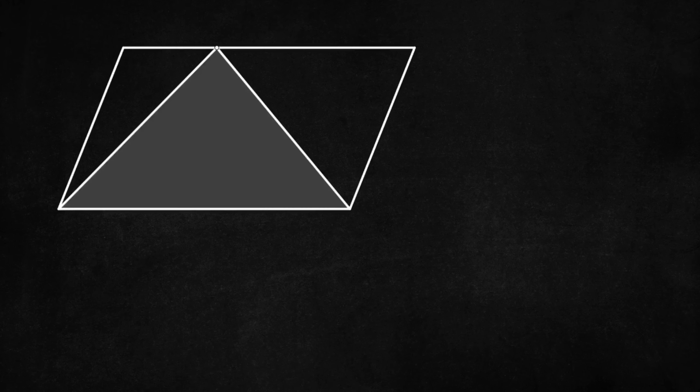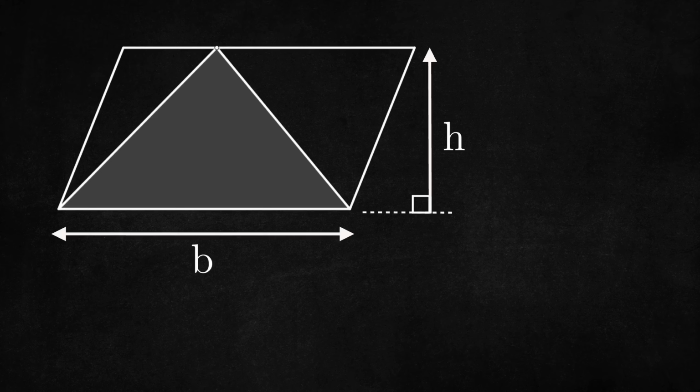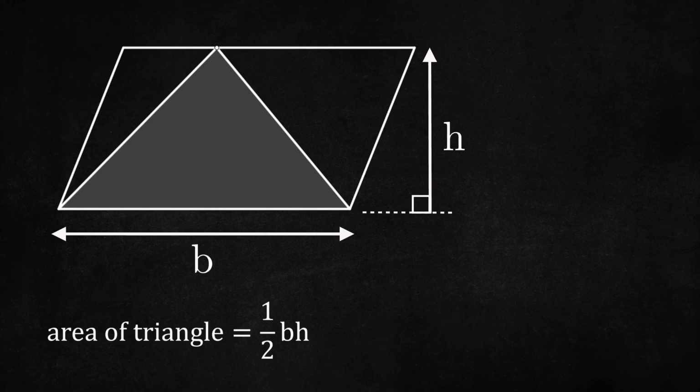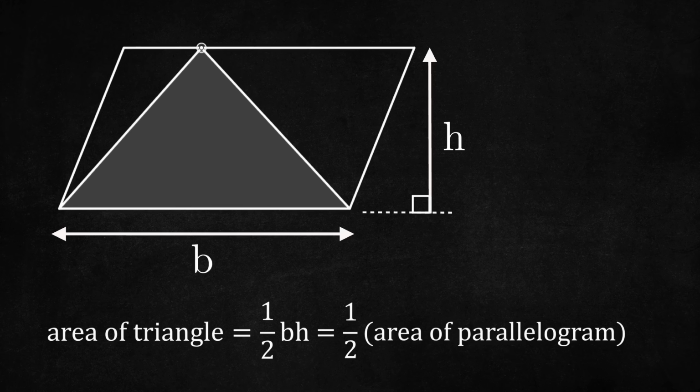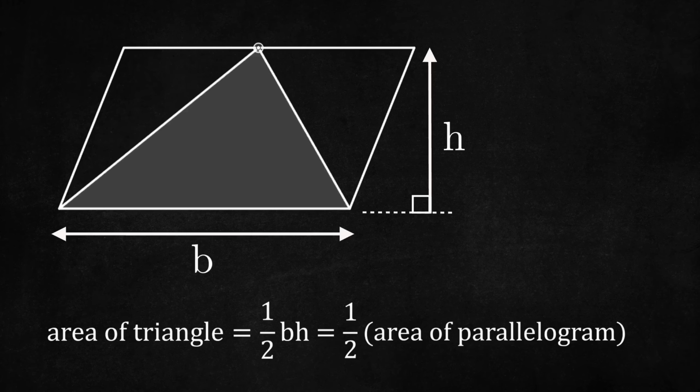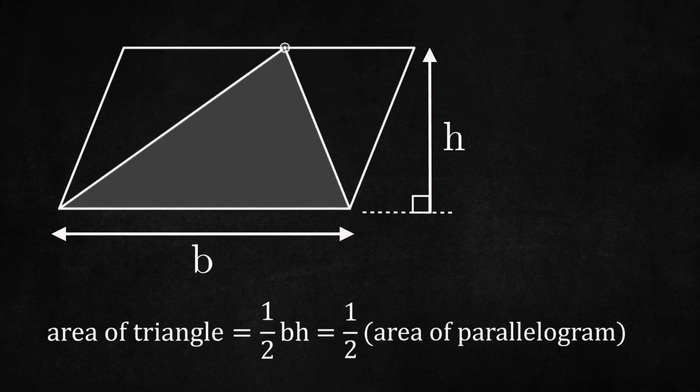How about the area of triangles inscribed inside a parallelogram? If the triangle's base and height are the same as the parallelogram's, then its area is 1/2 times base times height. The area can also be written as 1/2 times the area of the parallelogram. Moreover, as we move the apex of the triangle, the area remains the same as the base and height stay the same.